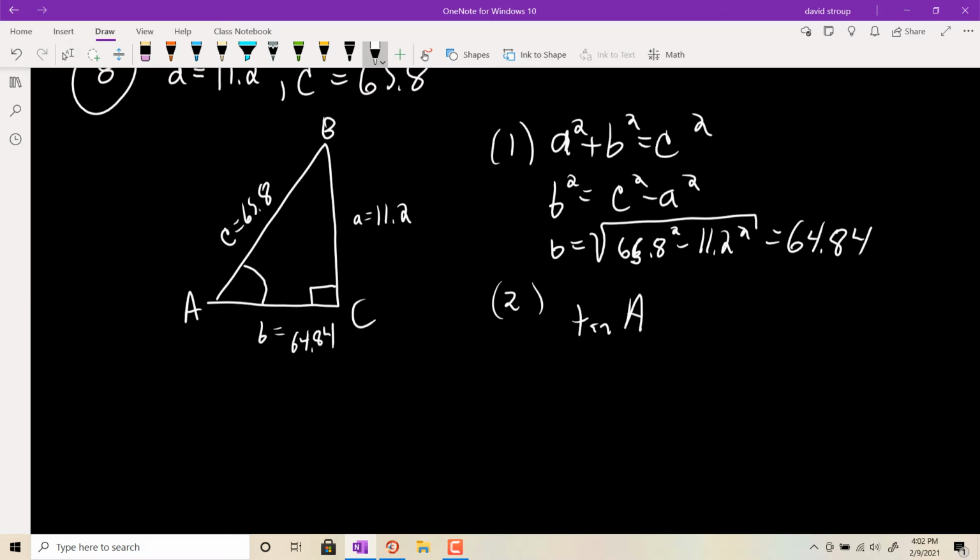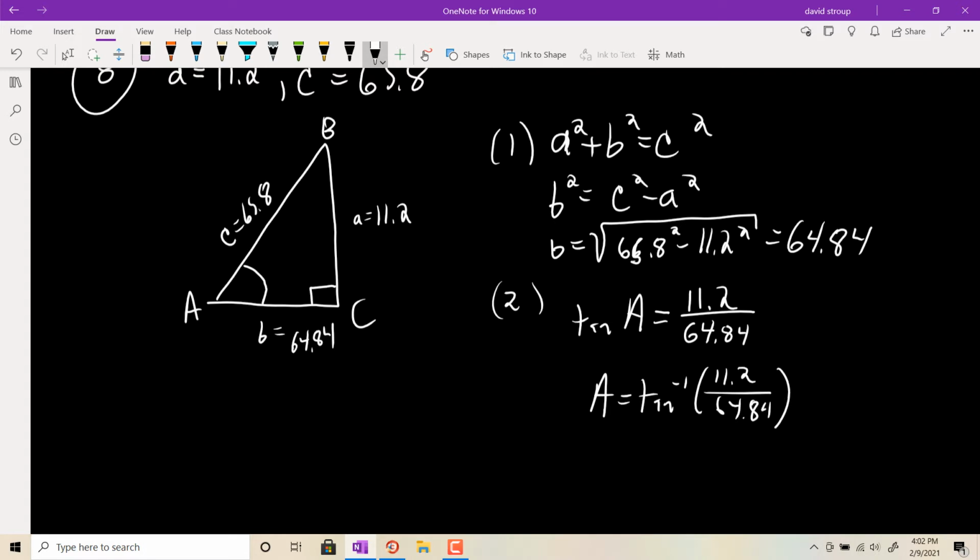Okay. So tan of angle A is opposite, which is our A value, which in this case is 11.2, all over adjacent, which is the little b value, which is 64.84. To figure out A, you just do tan inverse on both sides, and you end up with A equaling tan inverse of 11.2 over 64.84. I'm going to have to go to my calculator for this one.